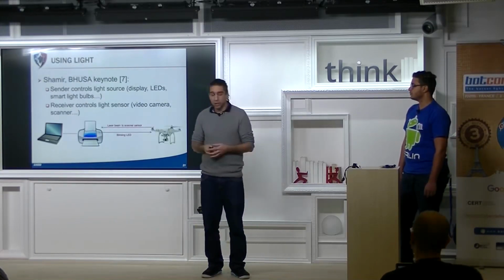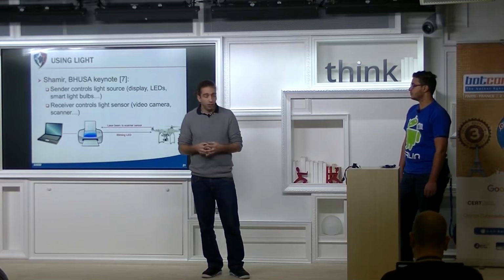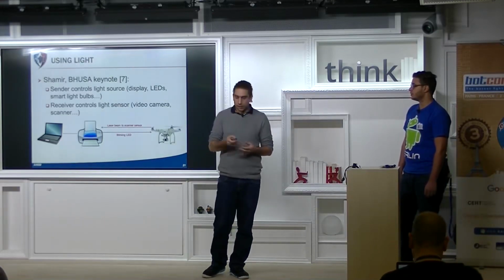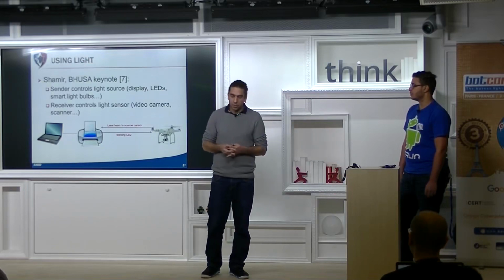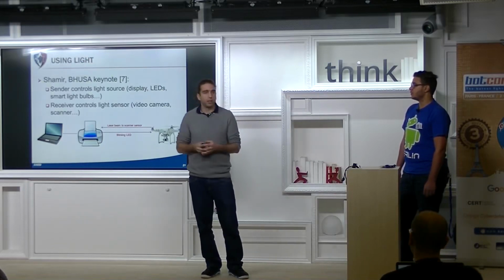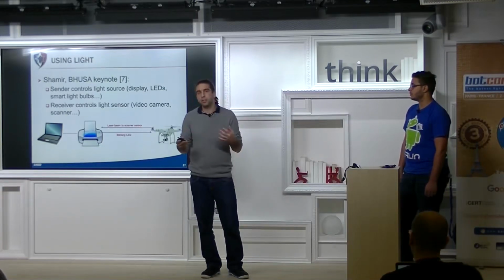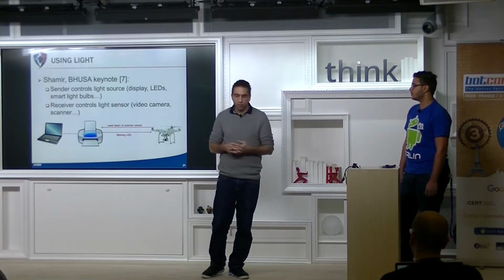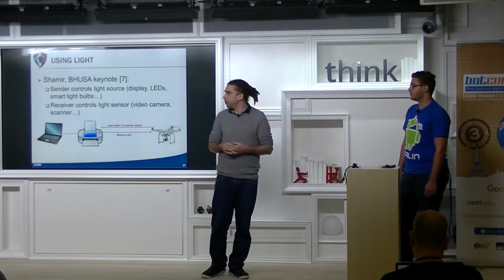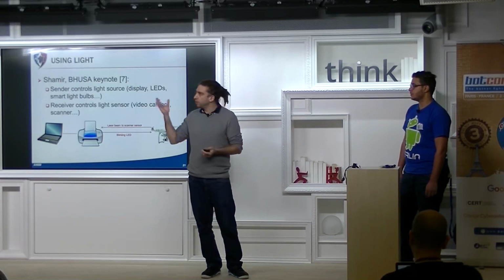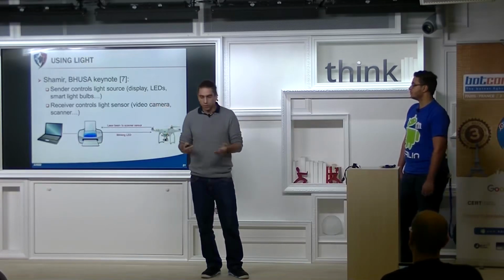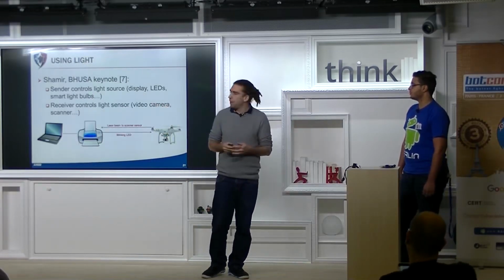It's also possible to use light to establish a communication channel. I refer here, for example, to Shamir and his keynote last year at Black Hat. It is depicted here. Basically, the sender has to control a light source. This can be the display of a computer, or the LEDs on the keyboard, for example. And we can also imagine controlling smart light bulbs. And the receiver has to control a light sensor.